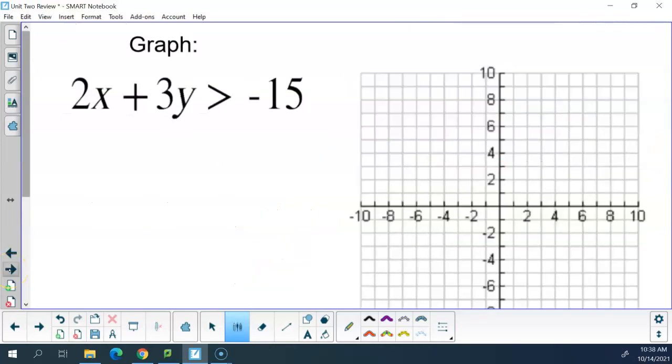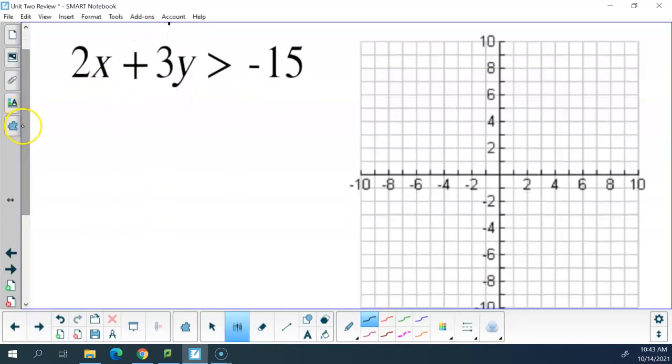At this time, if you got an extra, you should have at least one more grapher. If not, this one can be done on a separate old sheet of paper. Graph this one for me. So what should we do first? Get y by itself. How am I going to do that? Subtract 2x and divide by 3.